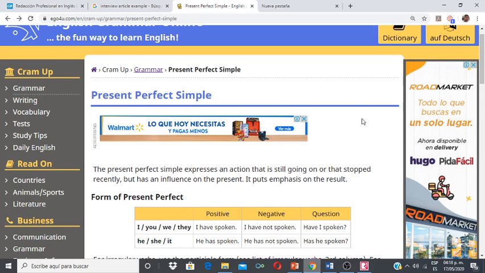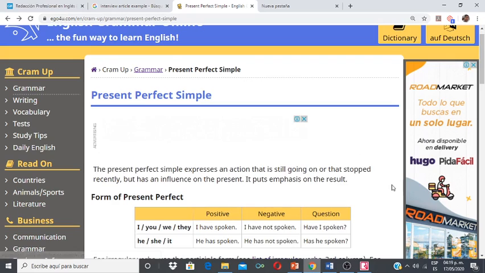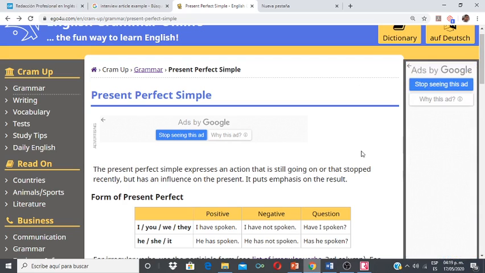I'm here to present you a little bit more about the topic of present perfect. And this time I'm going to aid myself using the page called egoforyou.com. This is a very interesting page that you can find easily by typing in Google. And it's a page that has a lot of information that you can use for learning English.